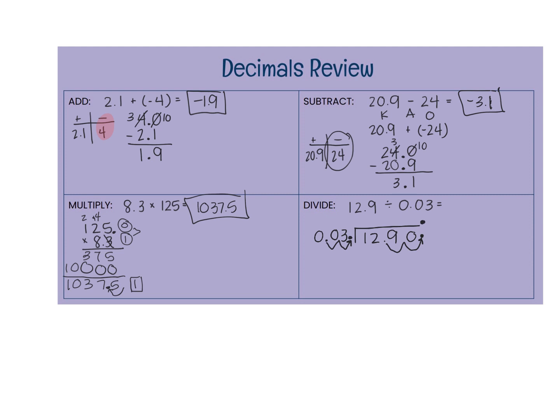Then we divide normally. 3 can't go into 1, so I'm going to put a 0 or an X so that I don't get confused. 3 can go into 12 4 times. Then I bring down the 9. 3 goes into 9 3 times. And I have 0 left here, but I still have a digit before that decimal. So I bring down the 0. 3 goes into 0 0 times. I get 0 minus 0 is 0, and I'm out of original digits. So my final answer is 430.